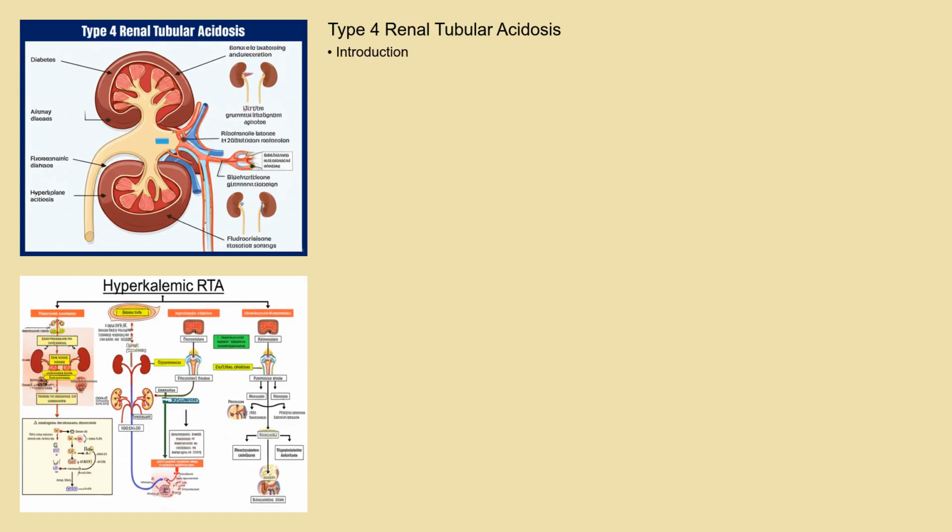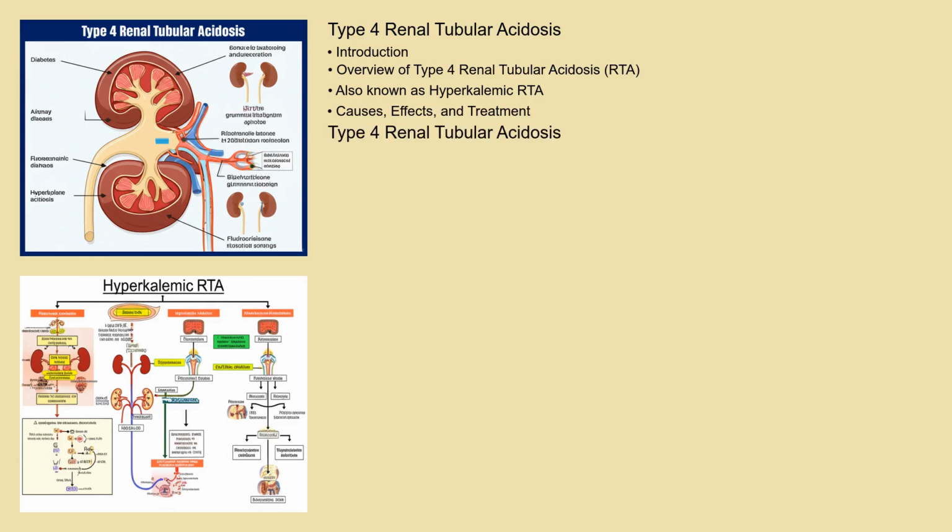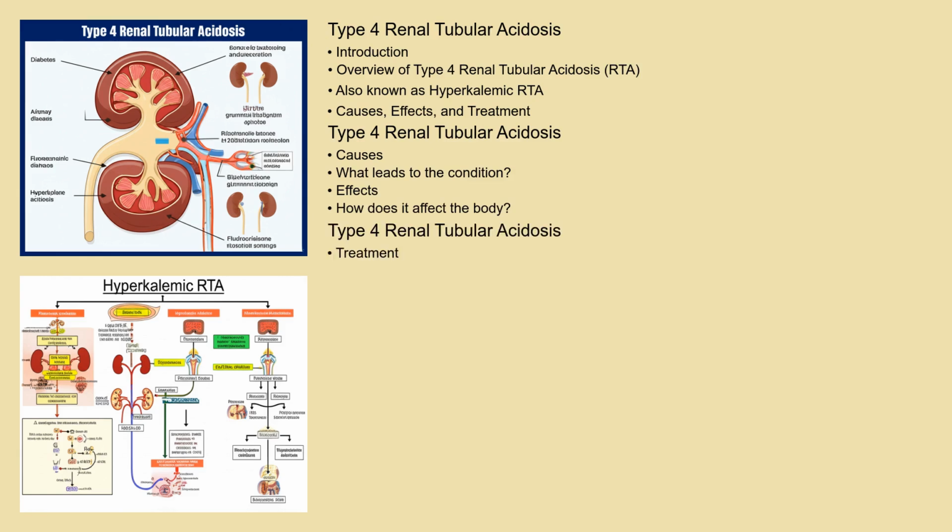Hello and welcome. Today we're diving into a fascinating and often overlooked condition affecting the kidneys, type 4 renal tubular acidosis, also known as hyperkalemic renal tubular acidosis. We'll explore what causes it, how it affects the body, and what can be done about it.